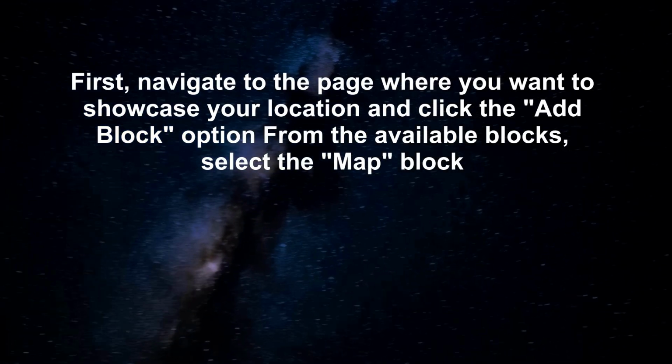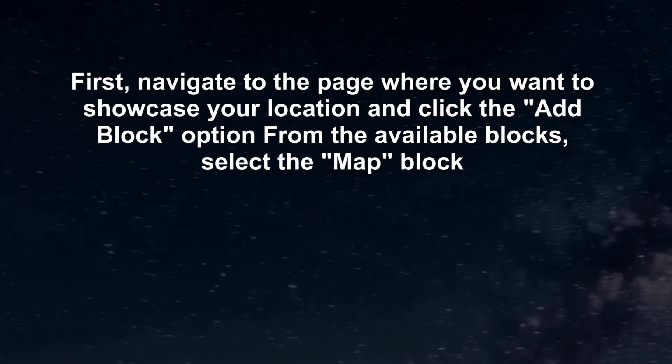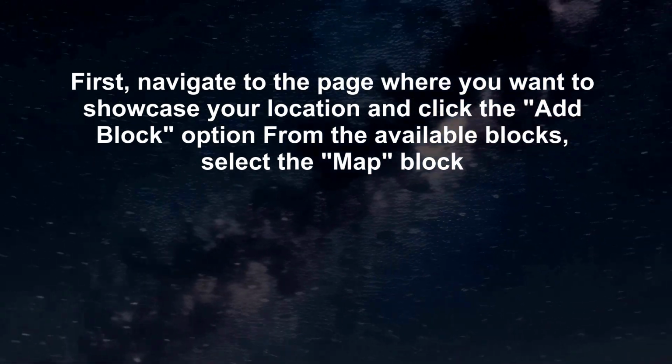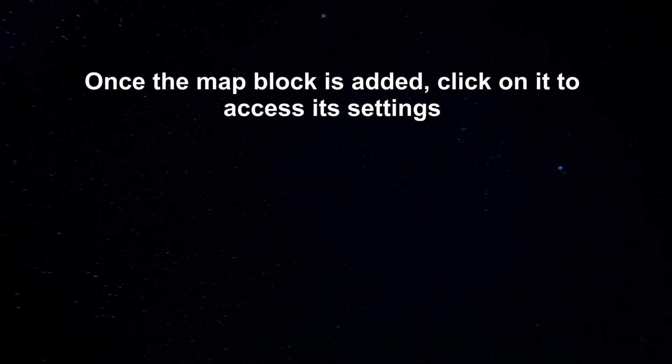First, navigate to the page where you want to showcase your location and click the Add Block option from the available blocks. Select the Map block. Once the Map block is added, click on it to access its settings.